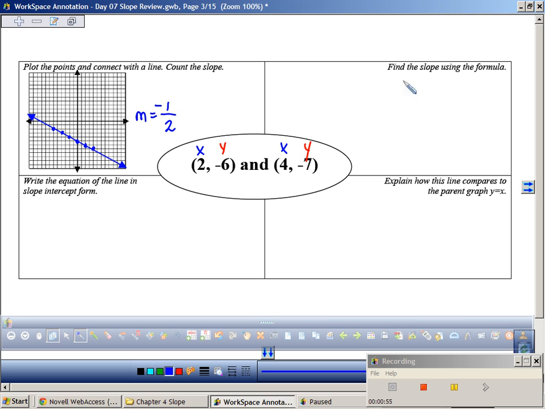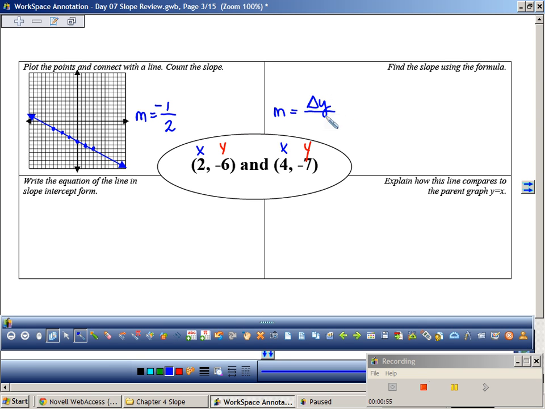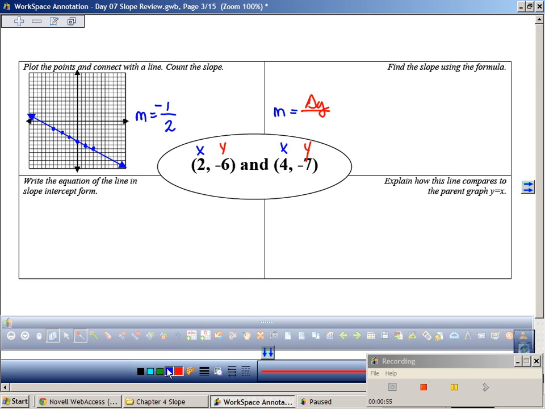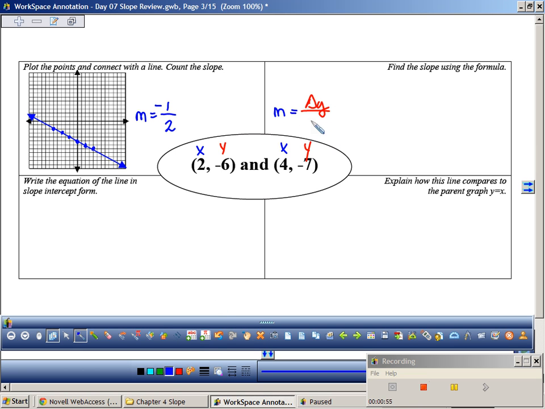Perfect. Okay, so next it asks me to find the slope using the formula. What is the formula for slope? That's slope-intercept form. What are we comparing in slope? There we go. Good job, Brenda. The change in y, or delta y, compared to, actually I wanted to do that one in red. So the change in y compared to the change in x.